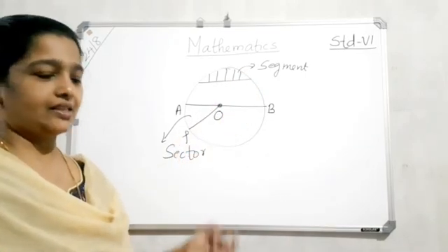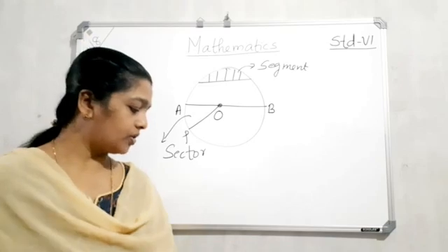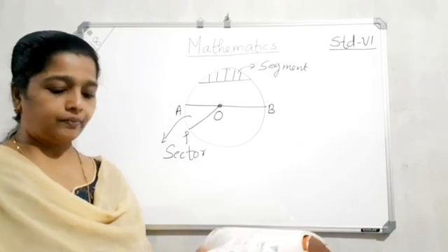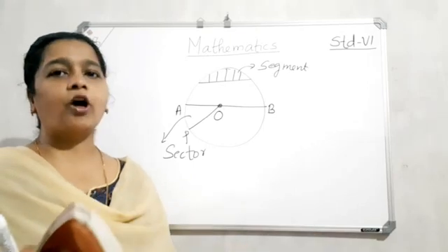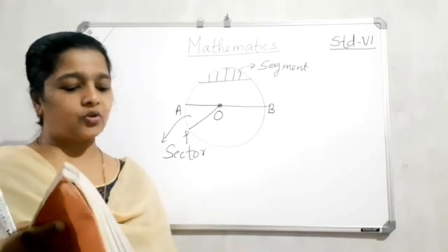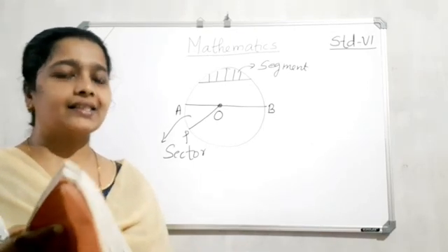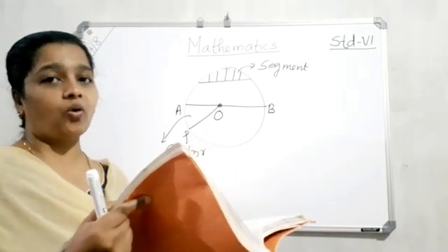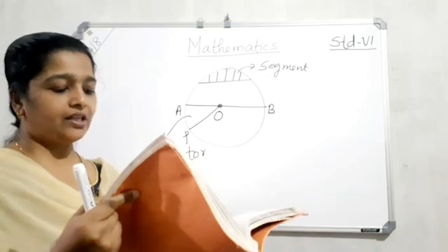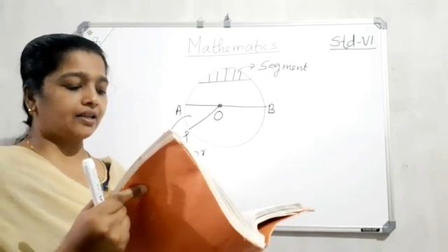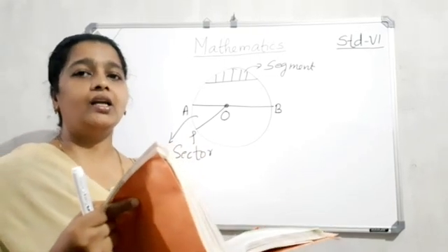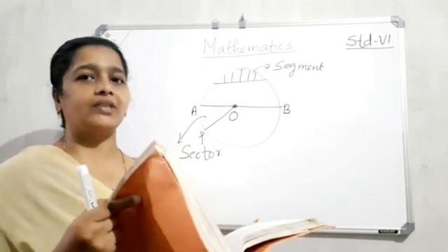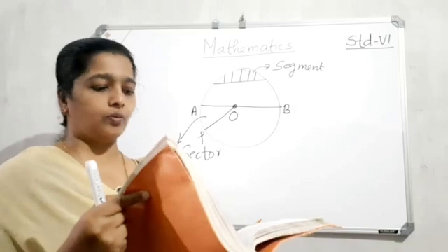Clear? Yes. Then 4 questions are true or false questions. Question number 1, page number 84, exercise 4.6. Question 2A: is every diameter of a circle also a chord? So we studied that diameter is the longest chord passing through the center of the circle. So that is also a chord. True.